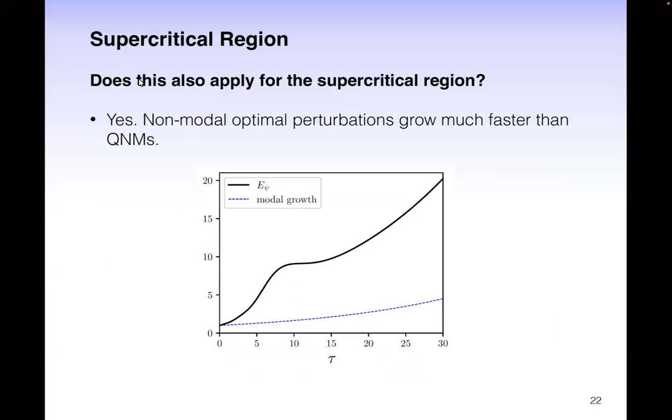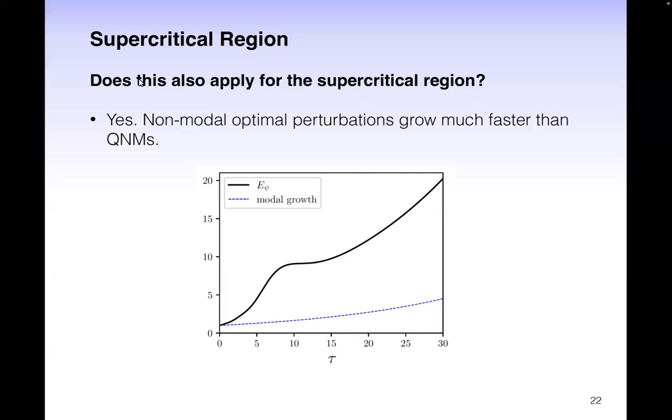So just a small comment about non-modal analysis in the supercritical regime. So here we are at temperatures below the critical one, and in principle, and by definition, we have a runaway process. So we have a quasinormal mode in the upper half plane, and the energy of that mode is increasing. And the question then is, can we have a configuration, an initial perturbation, such that the energy growth is faster than modal, even in the supercritical regime? And the answer is yes.